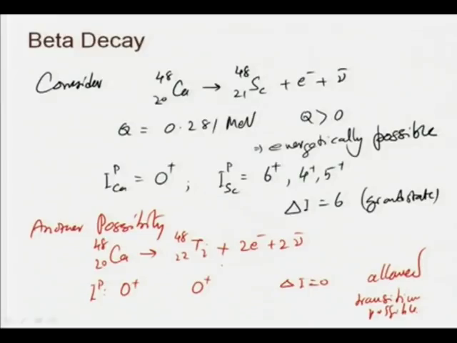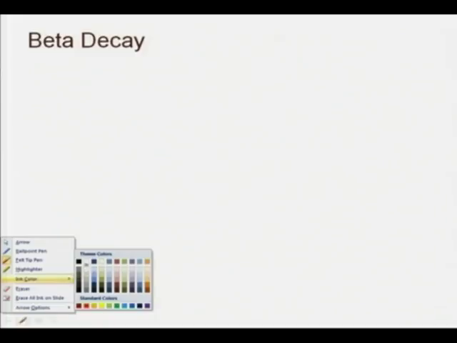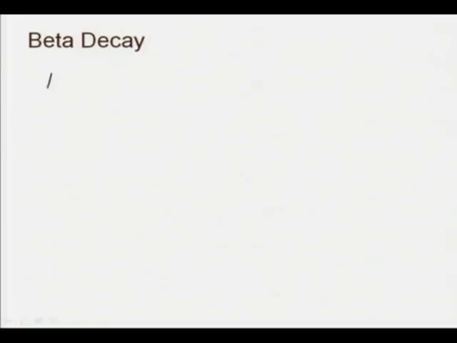Here let us look at this reaction again. What is happening? We have a calcium nucleus X going to a Y nucleus and 2 electrons and 2 neutrinos. So, this is not single beta decay, it is a double beta decay. These are typically called double beta decay, and we have other examples of double beta decay. So, let me call this the double beta decay, or sometimes also called beta beta decay.